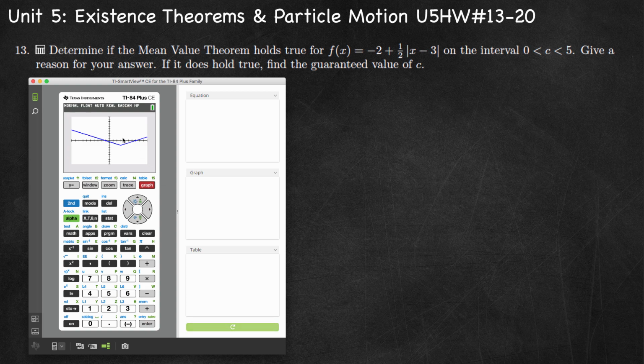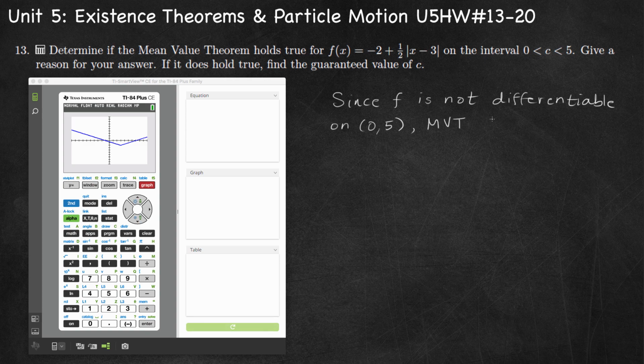So f of x has a corner point at x equals 3. It's continuous everywhere, but it is not differentiable at x equals 3, and x equals 3 is in our interval. So since f is not differentiable on the interval from 0 to 5, the mean value theorem does not apply.